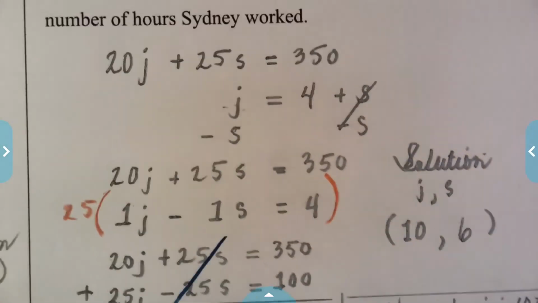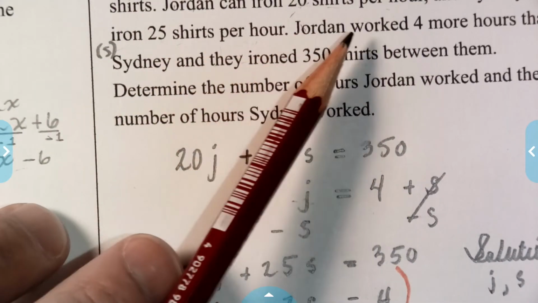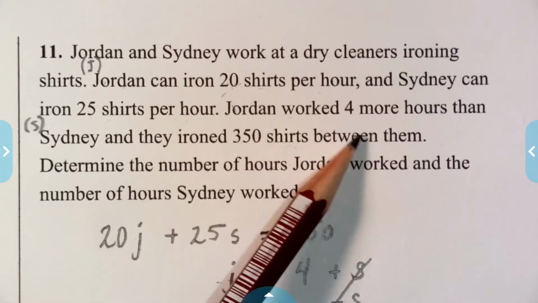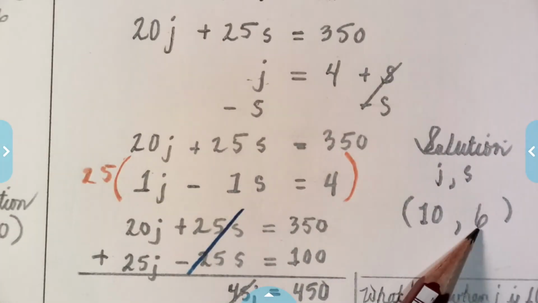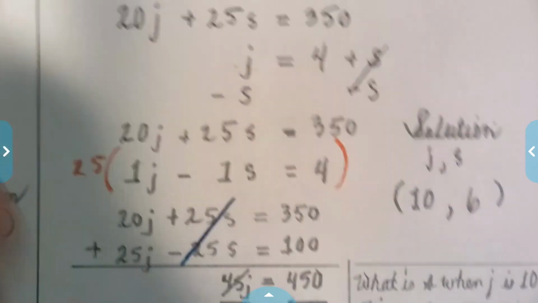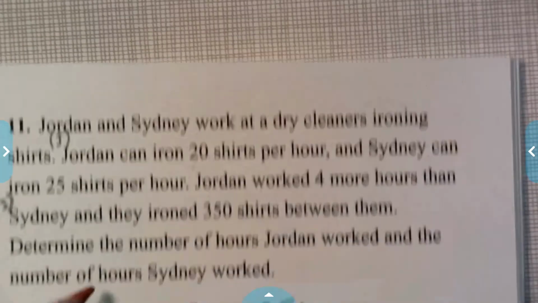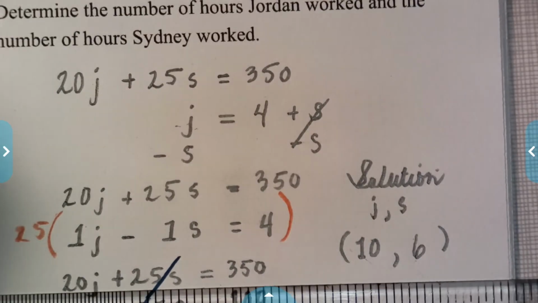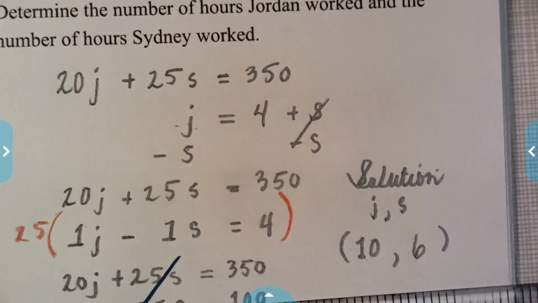Now, does that make sense? It says here, Jordan worked 4 more hours than Sydney. Look, so Sydney worked 6 hours, Jordan worked 10 hours, Jordan worked 4 more hours. So that should give you some confidence that your answer is correct, because it makes sense in the context of the word problem. So yeah, word problems are tricky, but that's how you work that word problem.